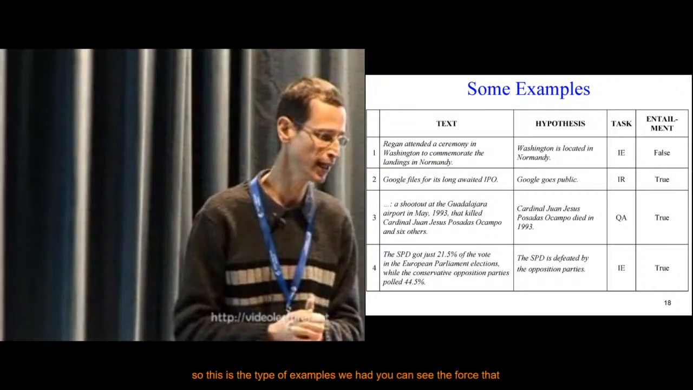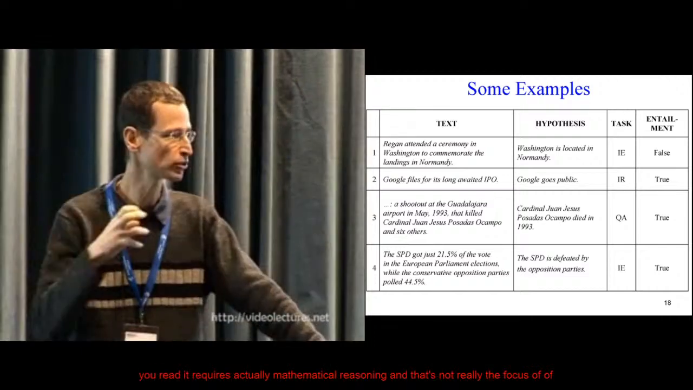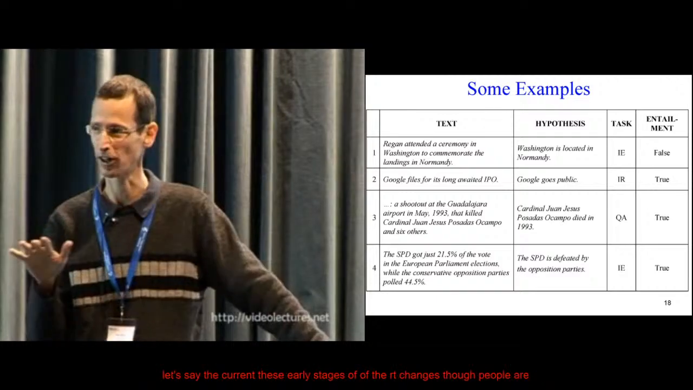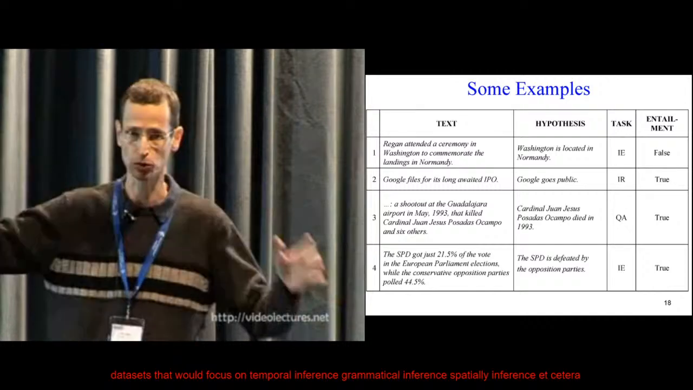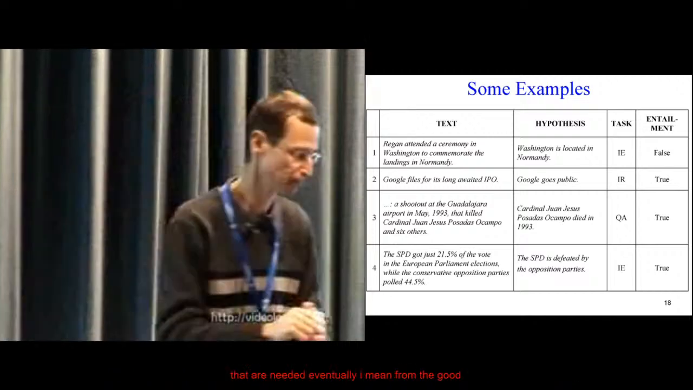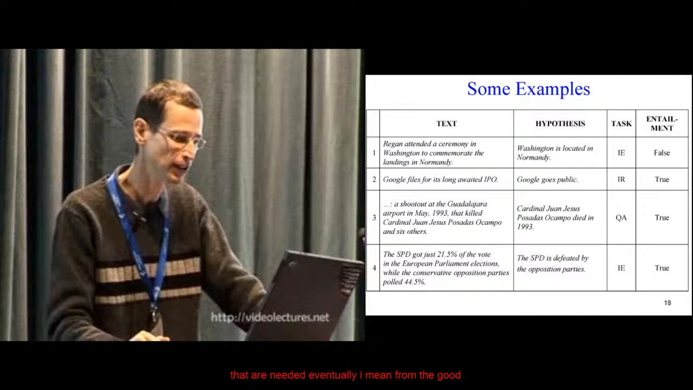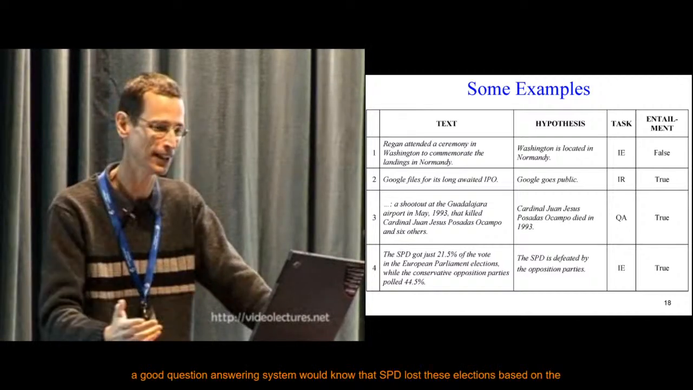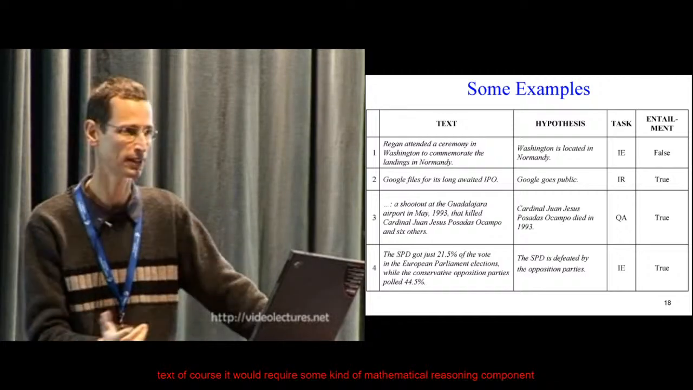You can see in the fourth that occasionally you run into examples that are more complex. The last one, if you read it, actually requires mathematical reasoning. That's not really the focus of these early stages of the RTE challenges, though people are talking about preparing data sets that would focus on temporal inference, mathematical inference, spatial inference, etc., that are needed eventually. A good question answering system would know that SPD lost these elections based on the text. Of course, it would require some kind of mathematical reasoning component.